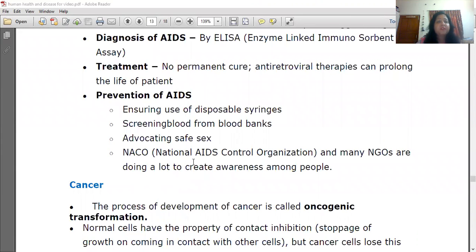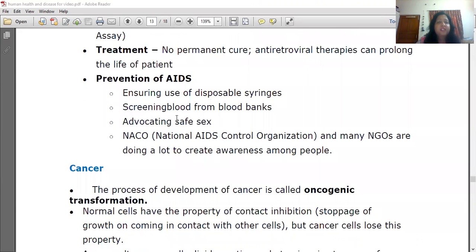Now there are certain preventive measures of AIDS. First, ensuring use of disposable syringes. Second, screening blood from the blood banks. Third, advocating safe sex. And fourth is NACO, that is National AIDS Control Organization, and many NGOs are doing a lot to create awareness among people. So these are the preventive measures which can be taken to prevent AIDS.